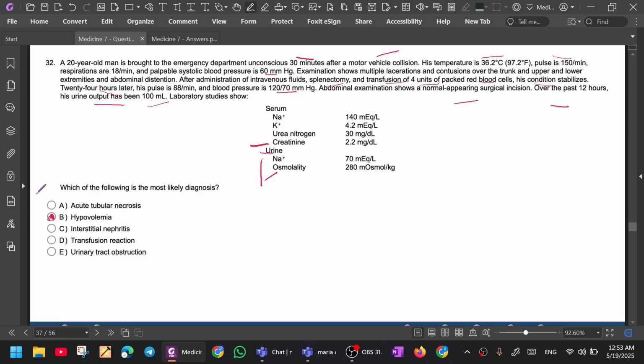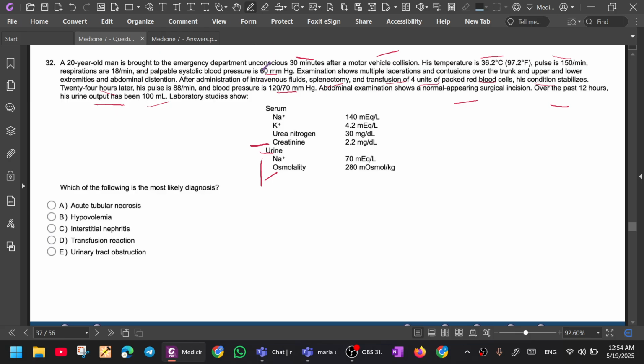But we know it's not pre-renal azotemia because BUN to creatinine is 13.6. For pre-renal to happen, BUN to creatinine should be more than 20 or 15. So we know it's not hypovolemia, and we know it's not a transfusion reaction because the blood pressure is fine.